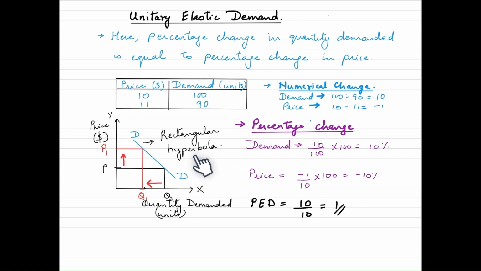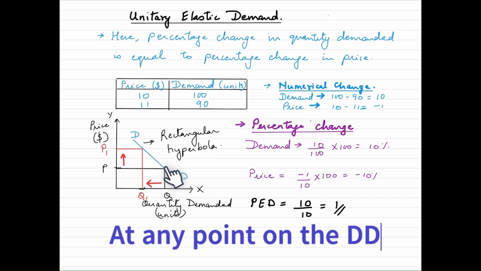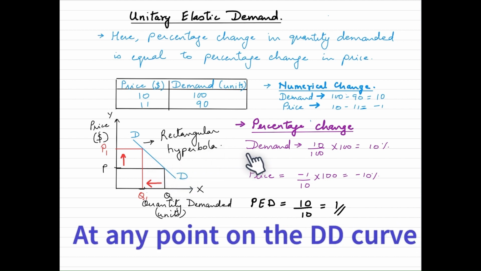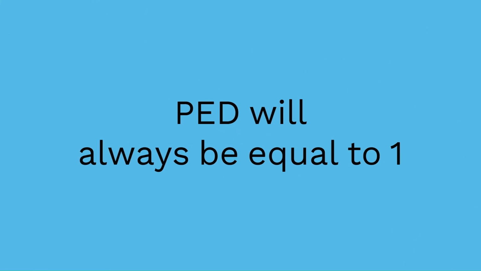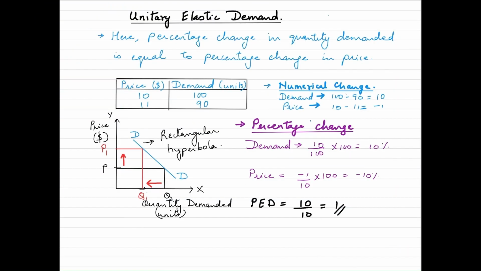Another way to put it would be any point on this rectangular hyperbola demand curve would indicate that a percentage change in price is exactly equal to the percentage change in quantity demanded. So whether it is this point, which is point A, or if there is a point B, or if we get another point C, at each of these points the price elasticity of demand or PED would be equal to 1.